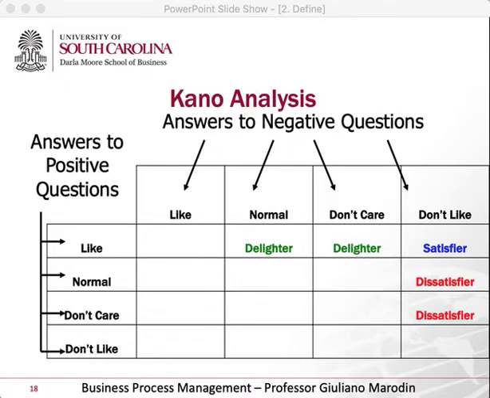So what does that mean for the project? If you have time to do it, do it. If you don't have time to do it, don't do it. Customers will still be satisfied, right?